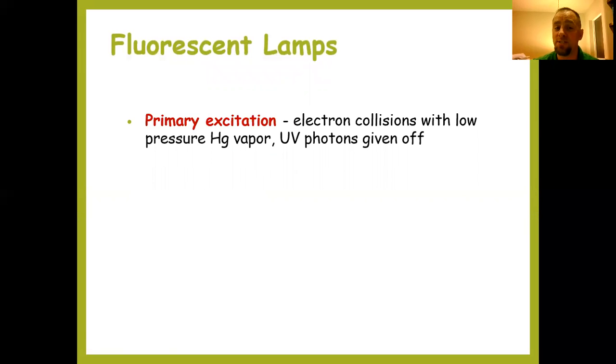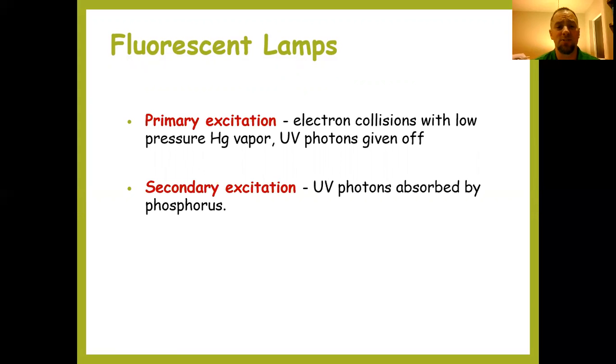So fluorescent lamps are an example of that. Primarily, fluorescent lamps are excited by collisions of those electrons with some type of gas usually located in that lamp. Could be mercury vapor. There's a bunch of different types of lamps, sodium, things like that. And then ultraviolet photons are then given off. So then there's a secondary excitation where those ultraviolet photons are absorbed by phosphorus. So if we take a look at the long tube fluorescent lamps that you might be familiar with, I think we even have some in the classroom.